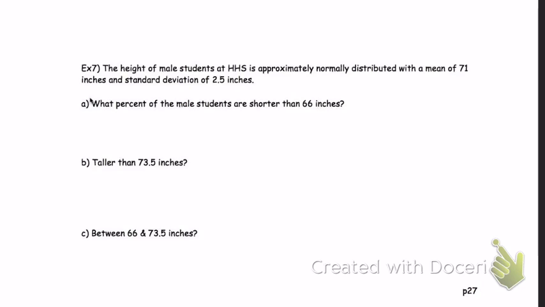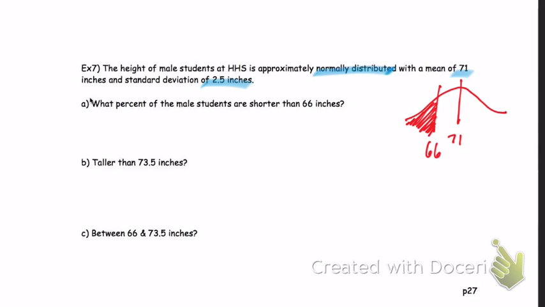It says the height of male students is approximately normally distributed. So I have a normal curve. It gives me a mean of 71 and a standard deviation of 2.5. So if I have my normal curve, my mean is 71, then I have a standard deviation of 2.5. So question A says, what percent of male students are shorter than 66? So here's 66, and I want to find the percentage shorter than that.